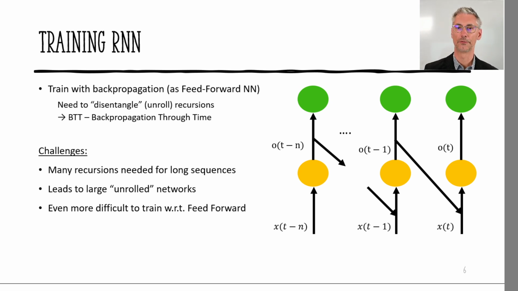How do we train a recurrent neural network? Essentially it is trained with backpropagation, same as feed-forward networks, but we need to disentangle or unroll these recursions. This is called BPTT, backpropagation through time. There are some challenges with this, of course. We need to have many recursions for long sequences to be able to capture their essence, and this leads to large unrolled networks because we have to undo the sequence. Although in principle it is the same backpropagation as in feed-forward networks, in practice it becomes more tricky.